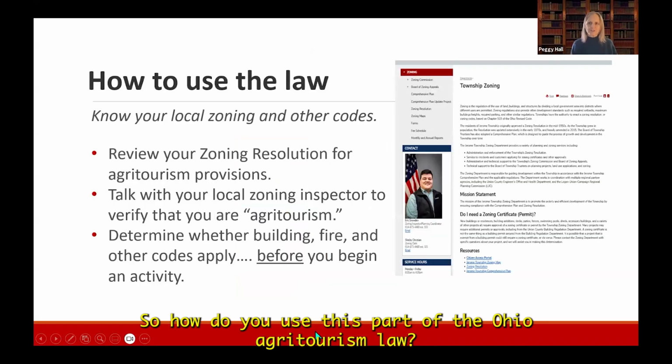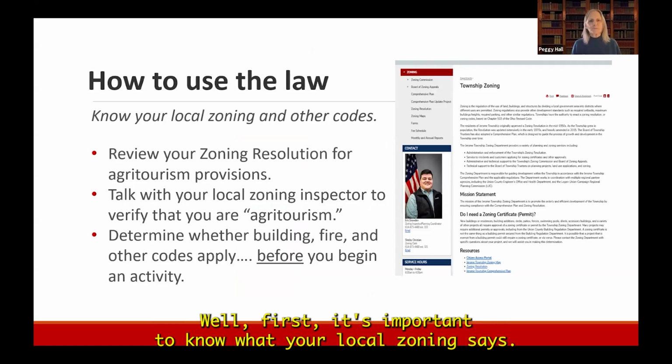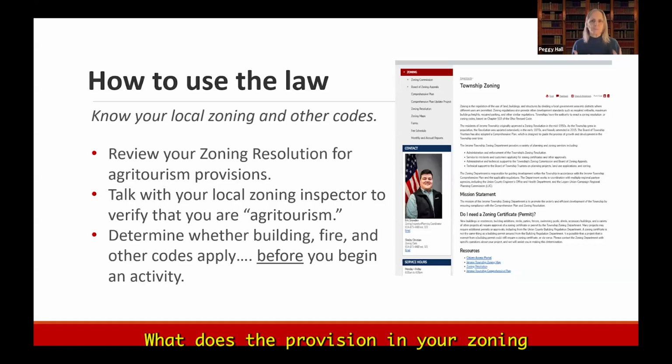So, how to use this part of the Ohio agritourism law? Well, first, it's important to know what your local zoning says. What does the provision in your zoning resolution say about agritourism?